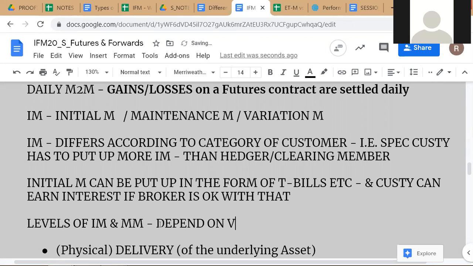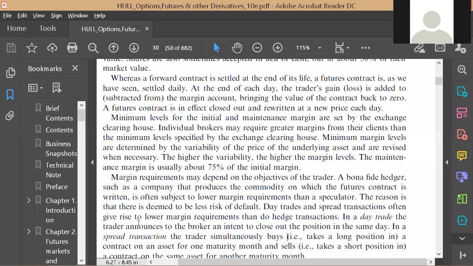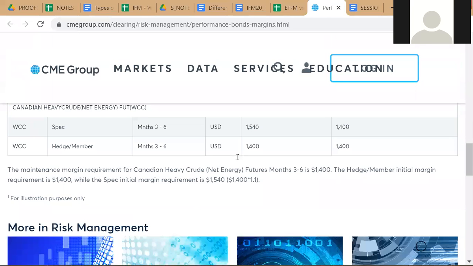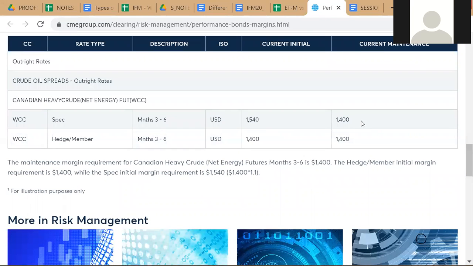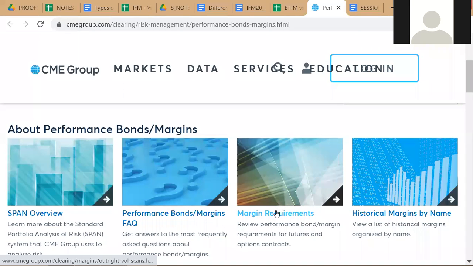they depend on volatility of the asset. Okay. So the point here is that when you look at different margins, why are they putting up this amount of money? These numbers have been derived from looking at the contract size, and also looking at margin requirements, if you want to have a look at them.